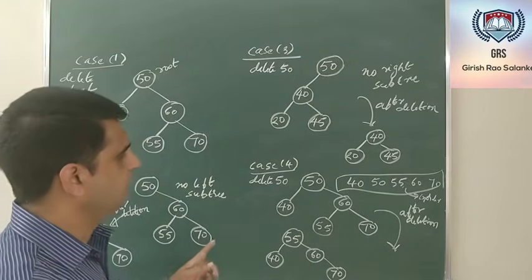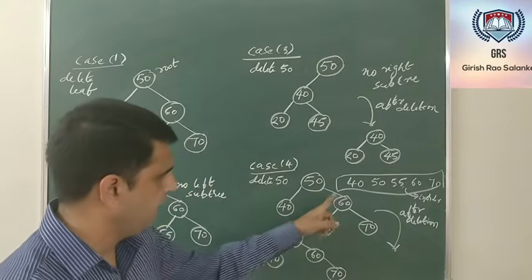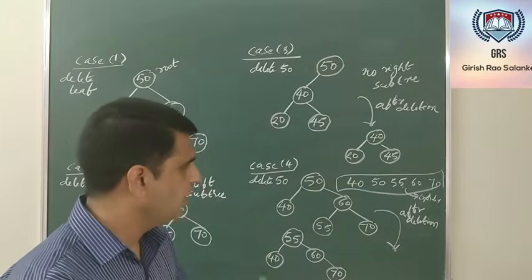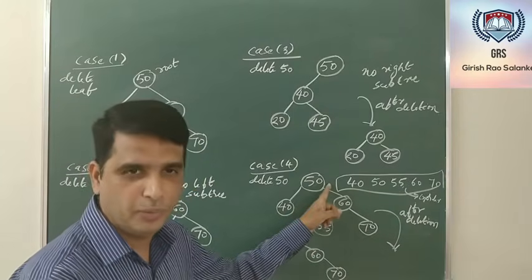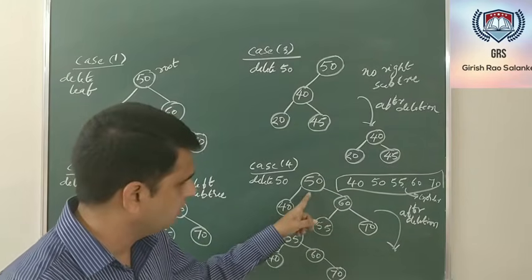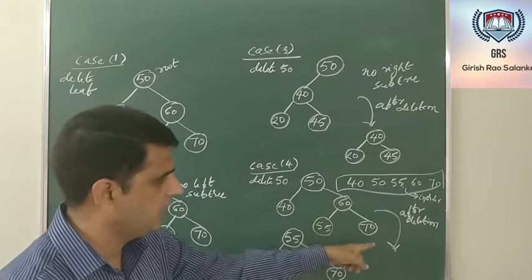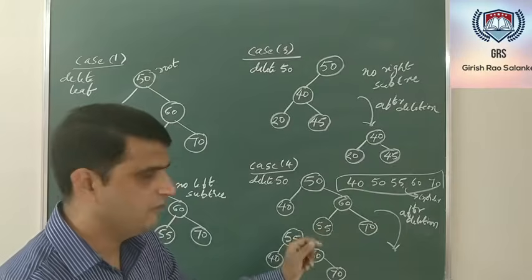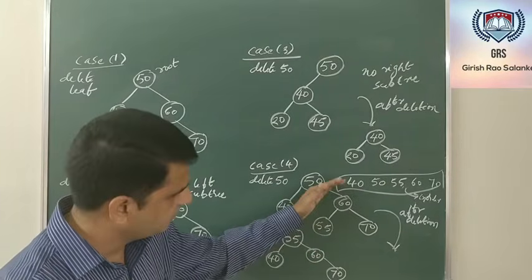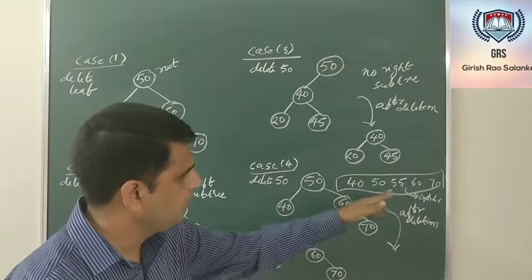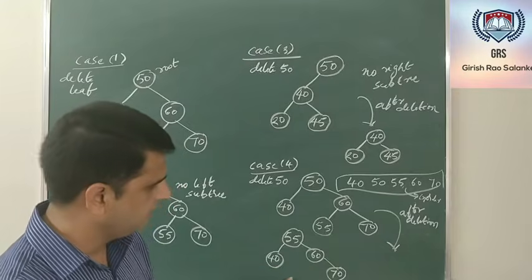55. So note that in case the node to be deleted has a left subtree and a right subtree, what I am supposed to do? I am supposed to find the in-order successor of the node to be deleted, and generally the in-order successor will be there in the right subtree. That is, in the right subtree, the least key will be the in-order successor of the node to be deleted. Here in the right subtree, the least element is 55. Replace this 50 with 55, and then you can delete this 55.